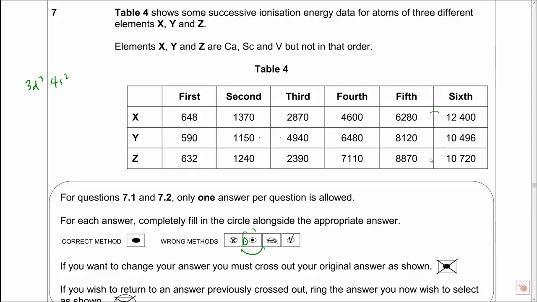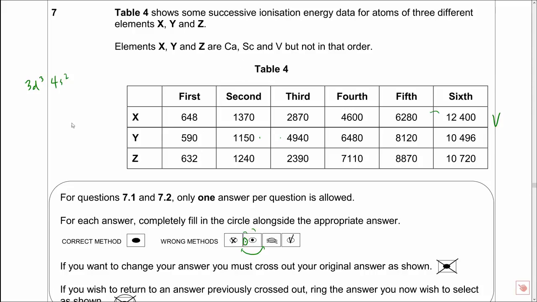Not a big jump there or there. So the big one for these particular elements, X, Y, and Z, vanadium is going to be this one here. It's a difficult one, and not one that necessarily you would have a huge amount of understanding about, but given that you know calcium is pretty straightforward, it's going to be Y. You know that the other two must be scandium or vanadium.